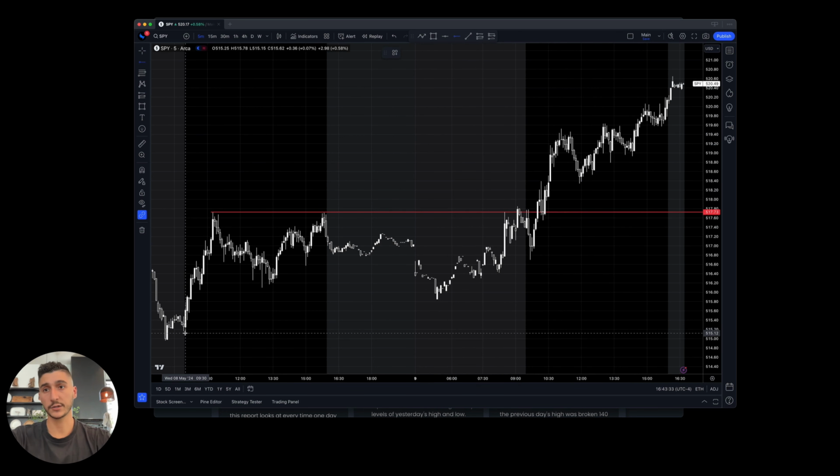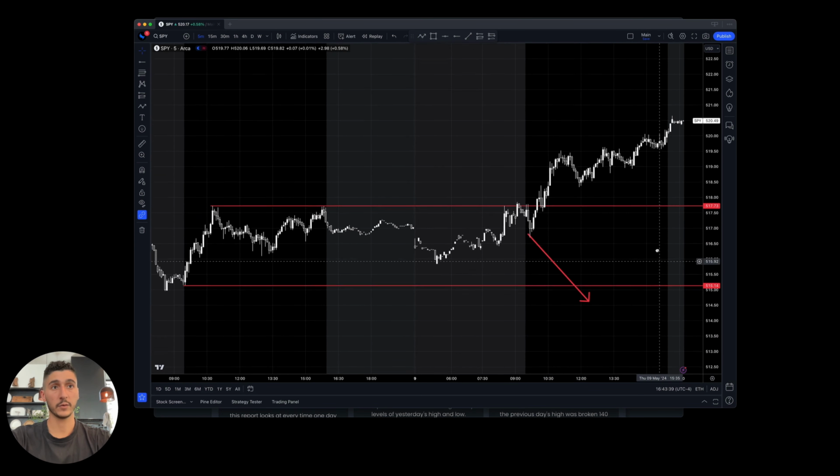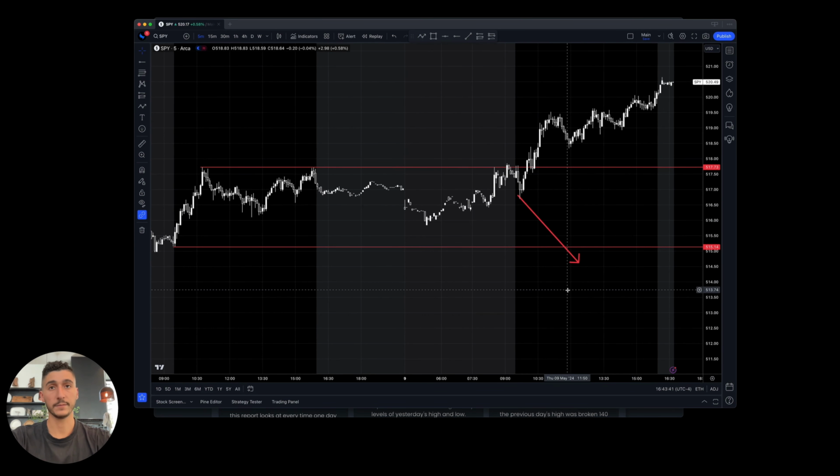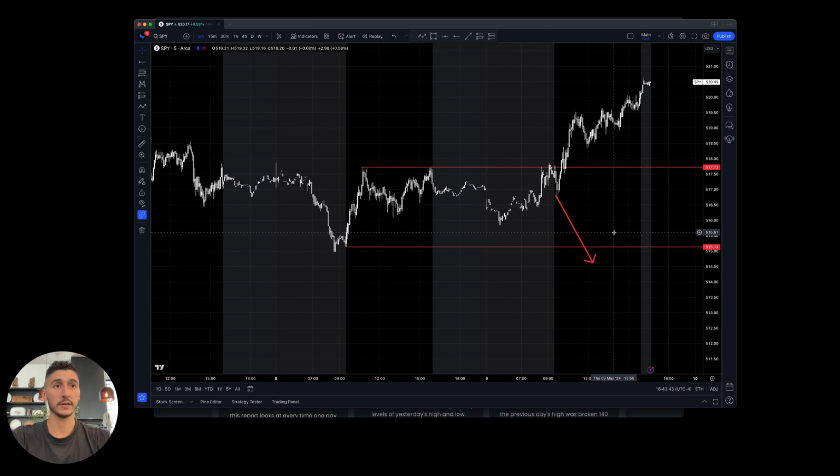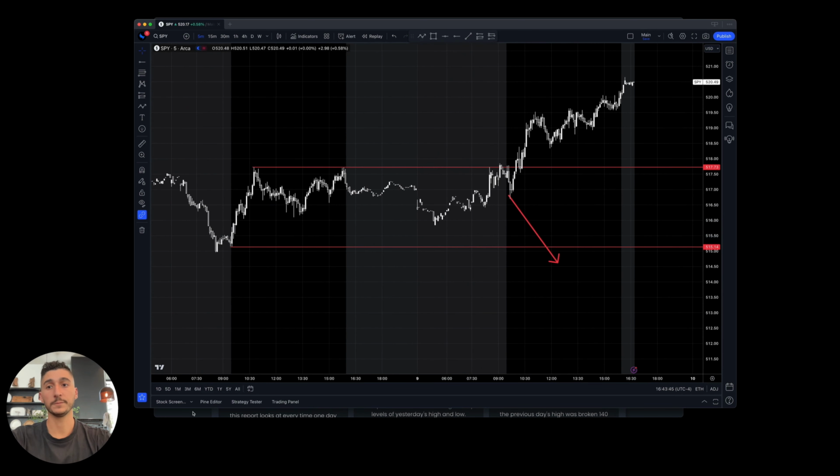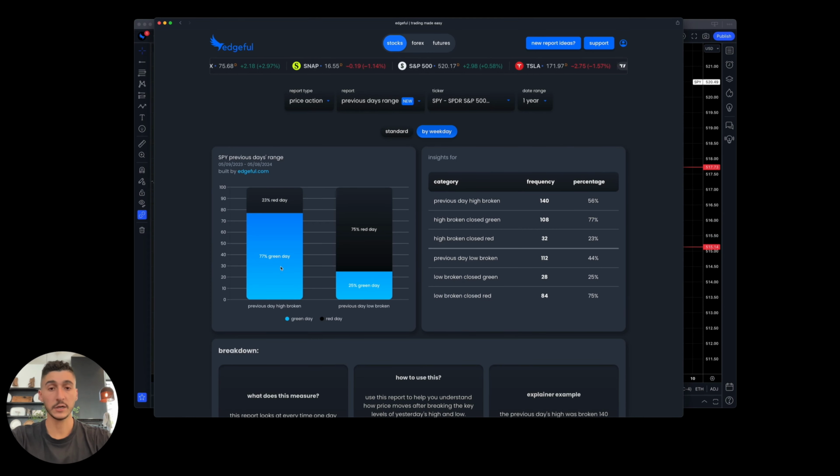That also goes for yesterday's low. If price had come down and broke yesterday's low, then it would be very likely that we close red on the day. So these levels are very key to look at. So in this case, the way to use this as an options buyer is to say, once we break that level, I should have a bullish outlook because historically price will close green.